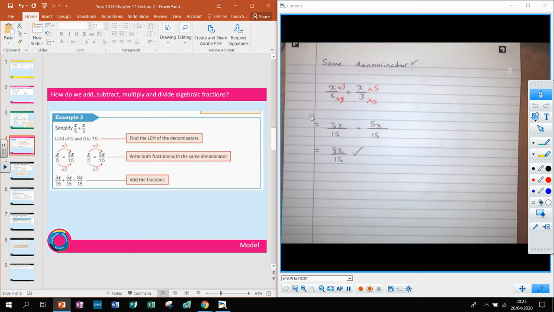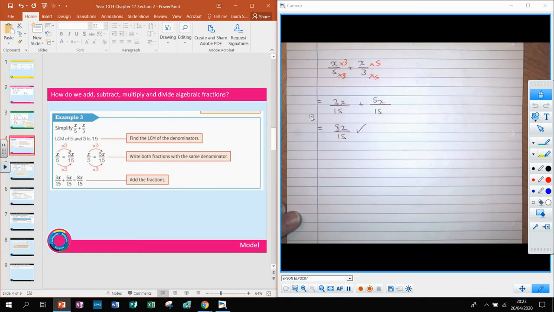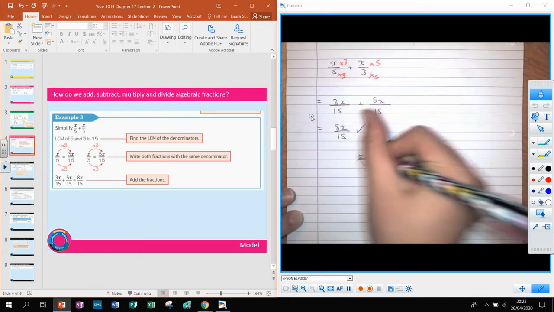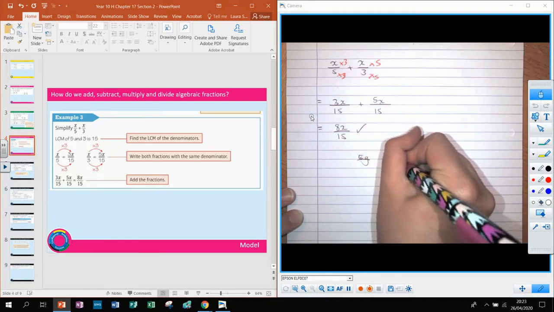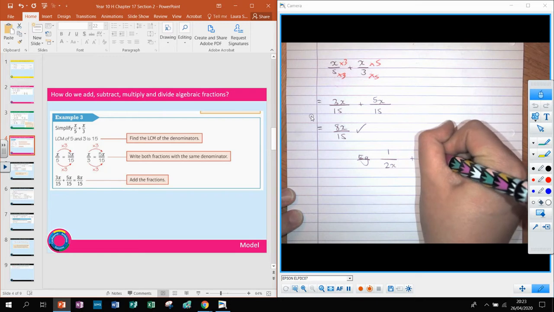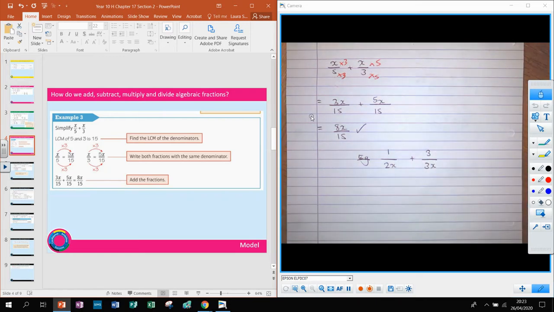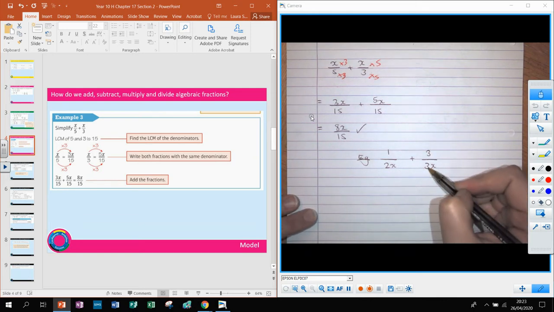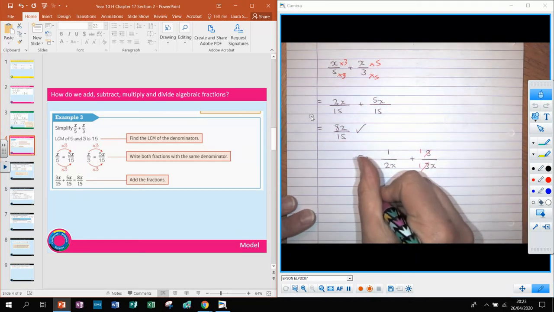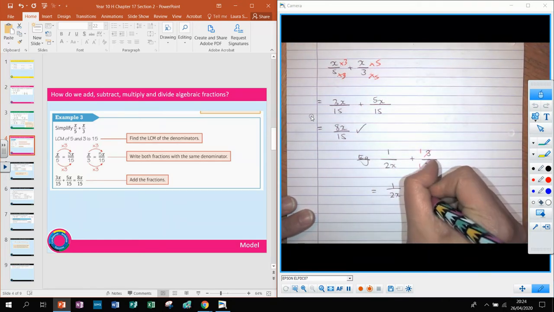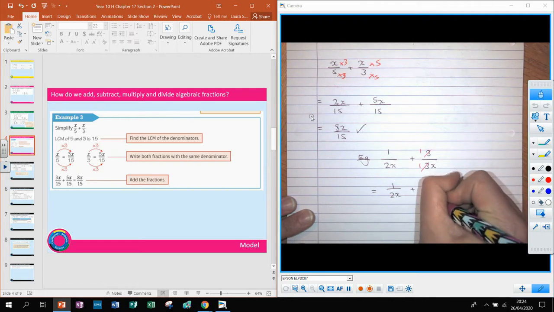I'm going to do one more with you just so that you're ready for the questions coming up. This example, you might want to pause and write it down, is going to be 1 over 2x plus 3 over 3x. Now, remember, we said we could always cancel things down if possible. And a 3 and a 3 do cancel down, so let's do that. They both become 1s. So actually, the question I'm answering is now 1 over 2x plus 1 over x.